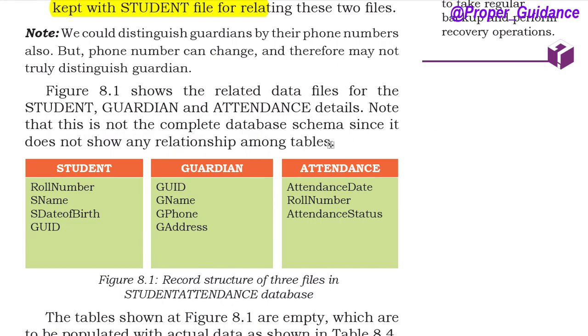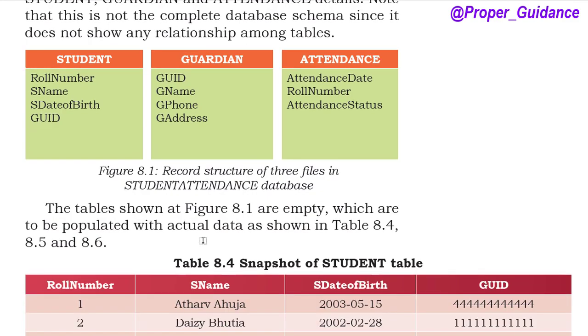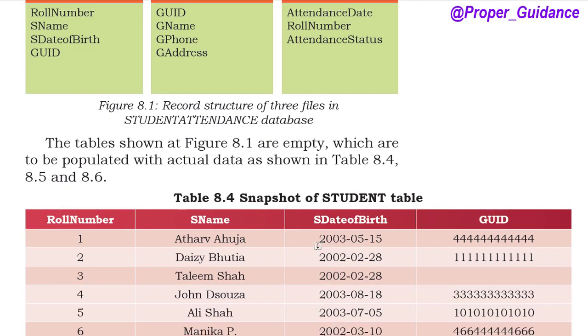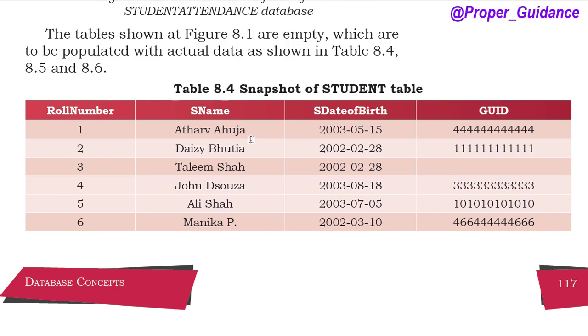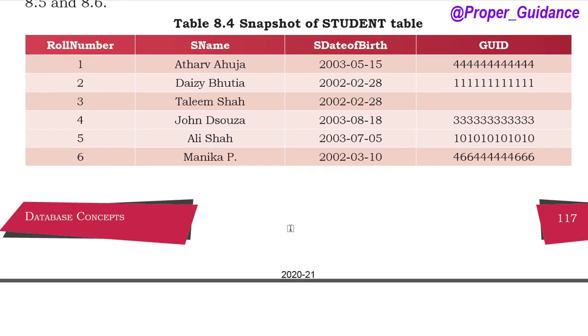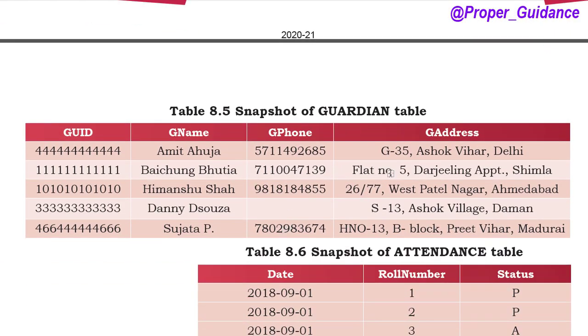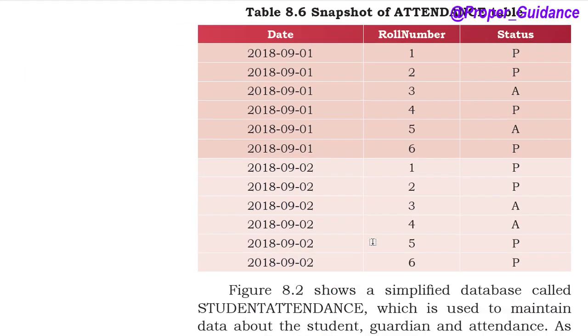Note that this is not the complete database schema since it does not show any relationship among the tables student, guardian and attendance. There are 4 fields for student, 4 fields for guardian and 3 fields for the attendance table. Now the tables shown in figure 8.1 are empty, which are to be populated with actual data shown in table 8.4. Snapshot of the student table: see here, roll number 1, S name, author Ahuja, date of birth, GUID. So this is the student table. Now this is the guardian table and this is the attendance table.